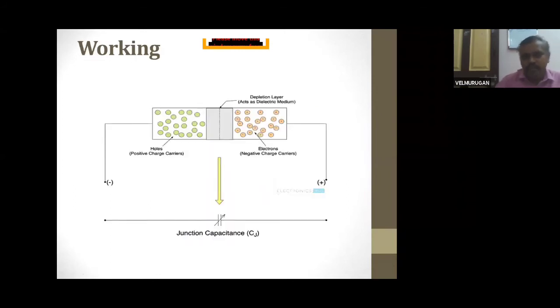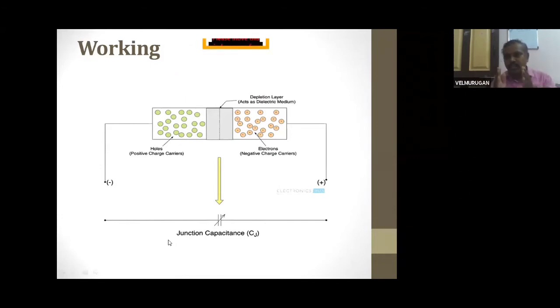Now, how does it work? See, in this depletion region, this is a PN junction. Here are the positive hole charge carriers, and here the negative charge carriers. This is the depletion layer, which acts as a dielectric medium. So it gives the junction capacitance. In this depletion layer we get the junction capacitance. What is the function of capacitance? Capacitance is charging and discharging.